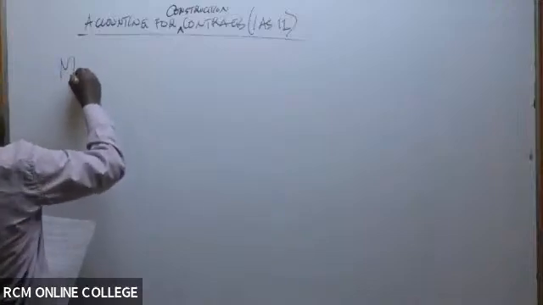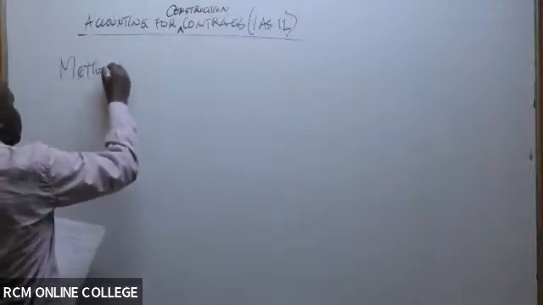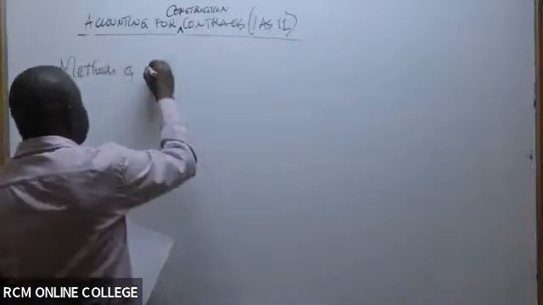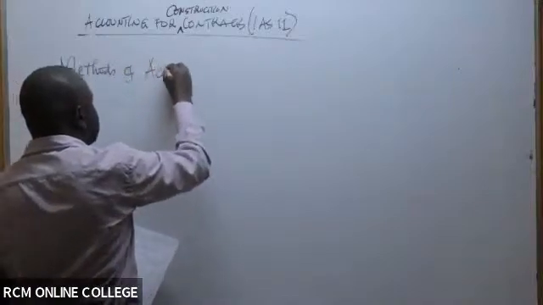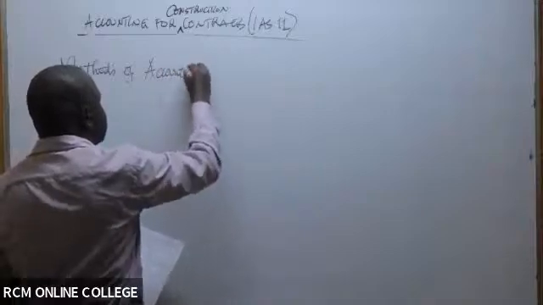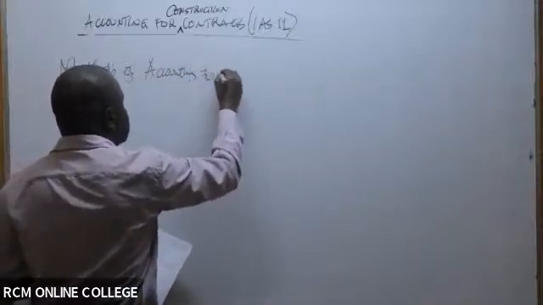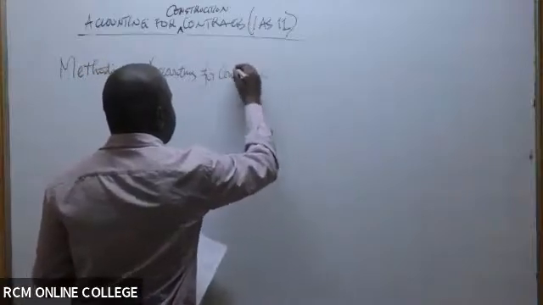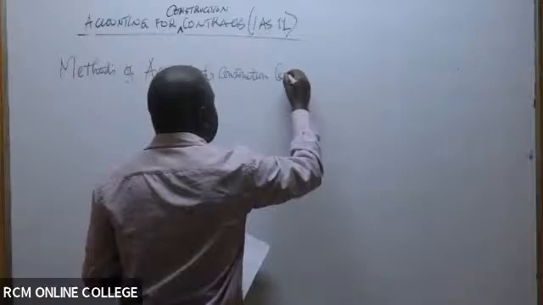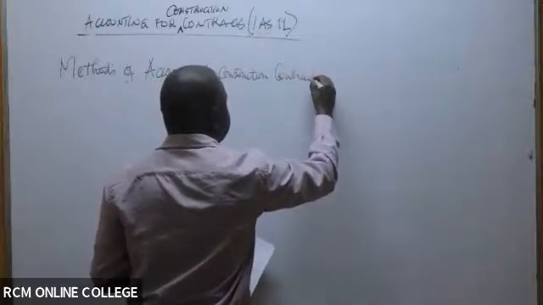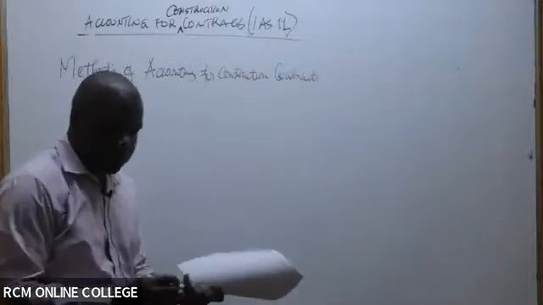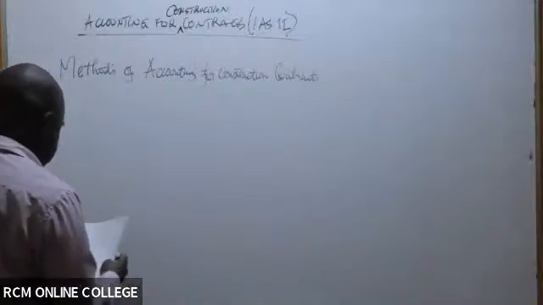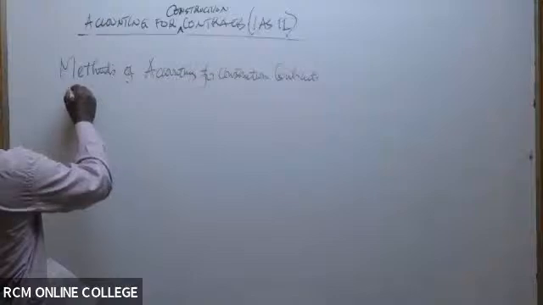So, methods of accounting for construction contracts. So method number one, we've been able to say, the completed contract method.